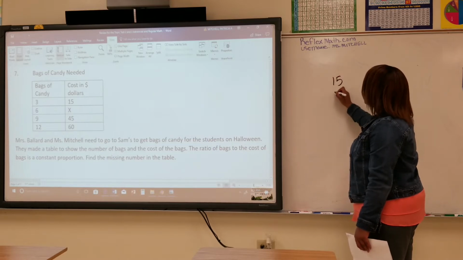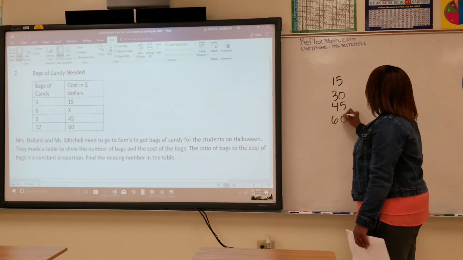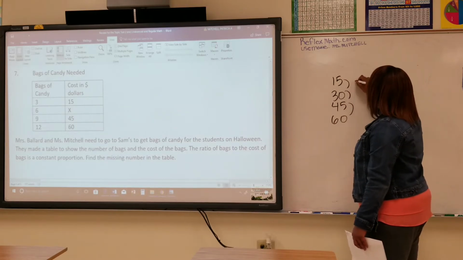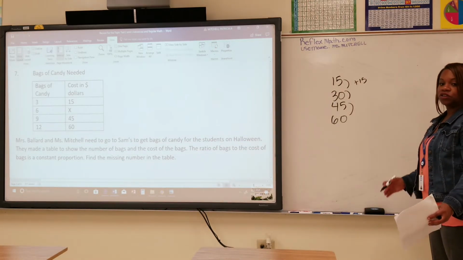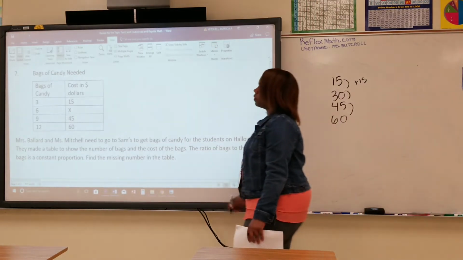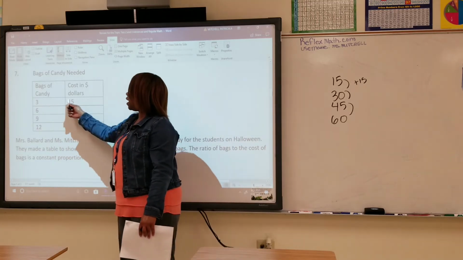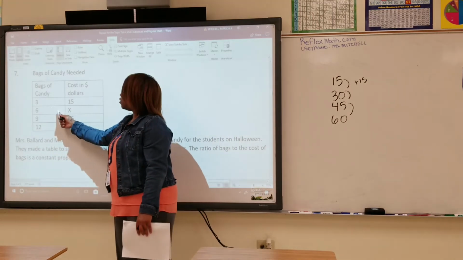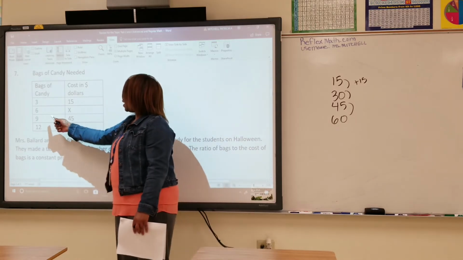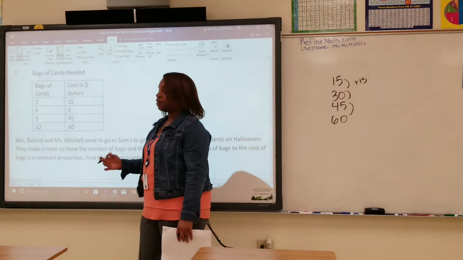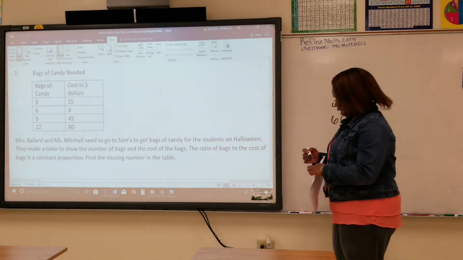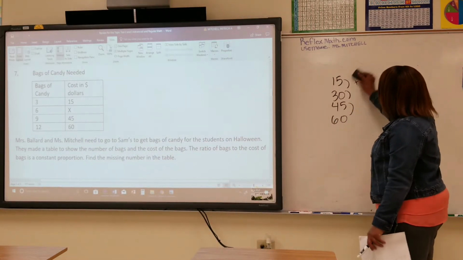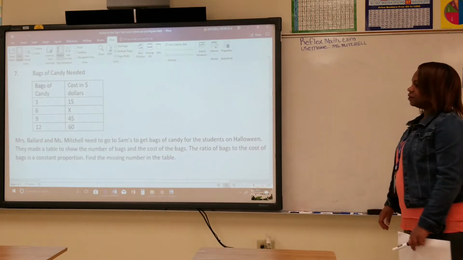So 15, the X, we said was 30, 45, 60. As you can see, it increased by 15. Or you can try it another way. 3 times 5 gives you 15. 6 times 5 gives you 30. 9 times 5 gives you 45. And 12 times 5 gives you 60. So therefore our X will be 30. Scroll up.